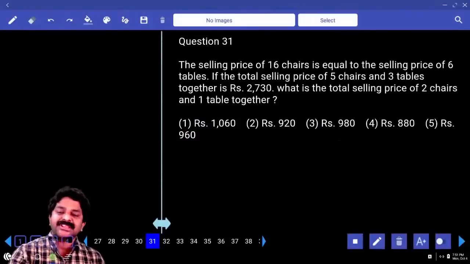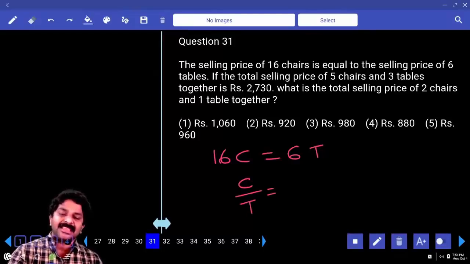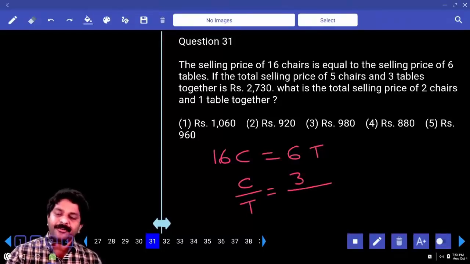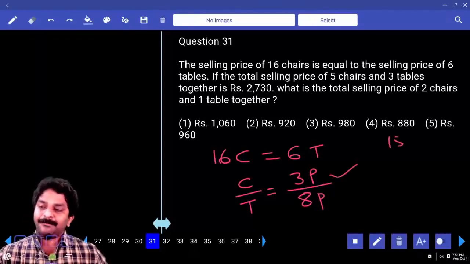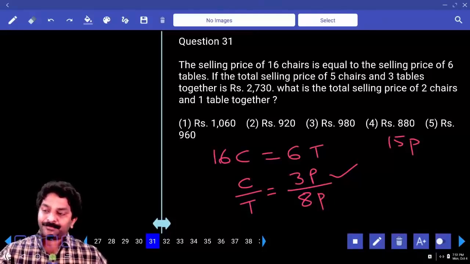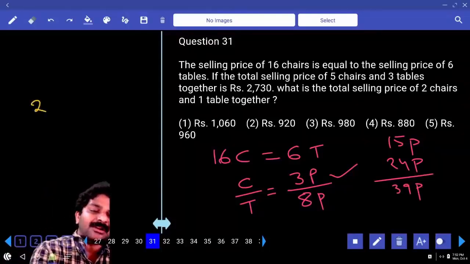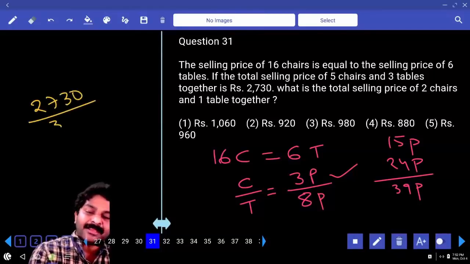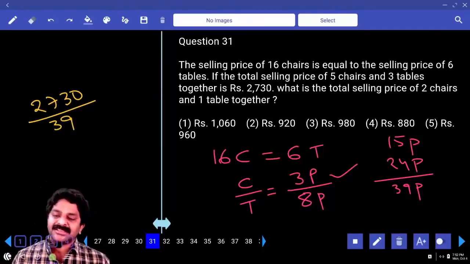The selling price of 16 chairs is equal to selling price of 6 tables. From this, chair by table is equal to 6 by 16, simplified form 3 by 8. I'll consider 3 parts and then 8 parts. Total selling price of 5 chairs, 5 into 3, 15 parts. 3 tables, 8 into 3, 24. Sum in terms of number of parts, 39 parts, is equal to 2730. Then 1 part is equal to 2730 divided by 39. This is 1 part value. Now your question is to identify selling price of 2 chairs and 1 table.